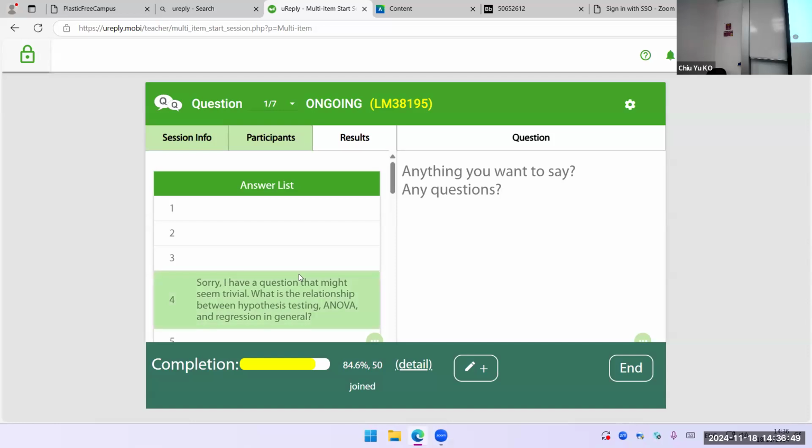ANOVA assumes different groups have the same mean, then you compare the variance, and then we discover whether they have the same mean or not. That uses the F test. Because hypothesis testing has the T test, the Z test, many tests, and ANOVA is an F test, a particular case that compares different groups. Okay, that is ANOVA. And regression is not related to hypothesis testing or ANOVA.